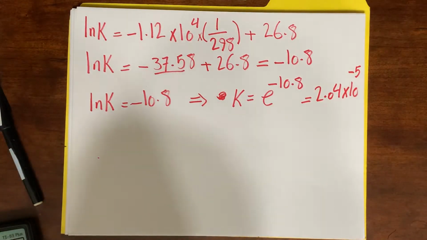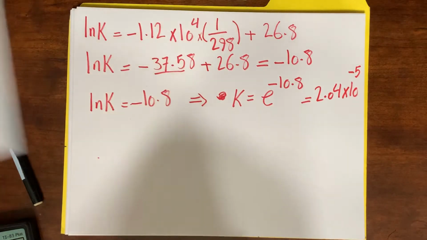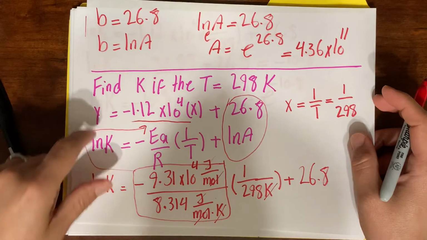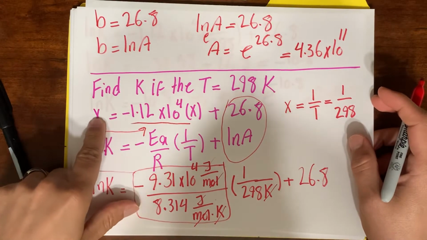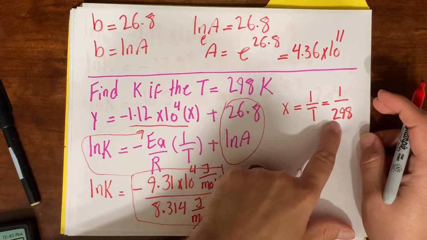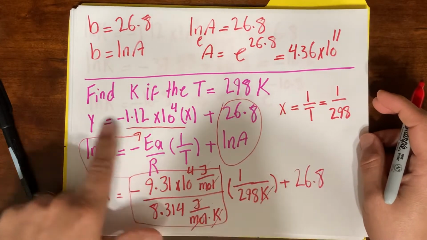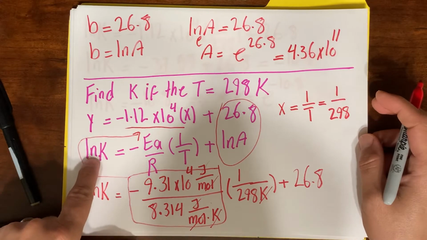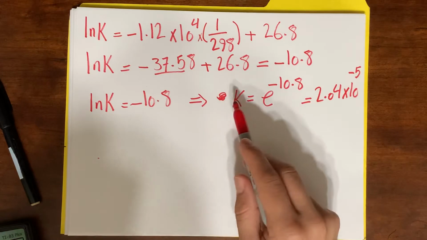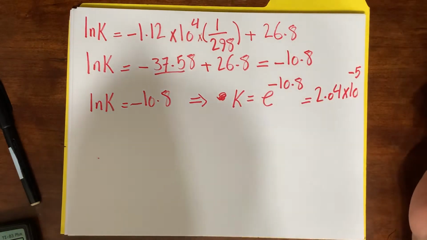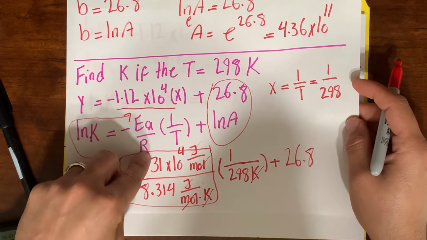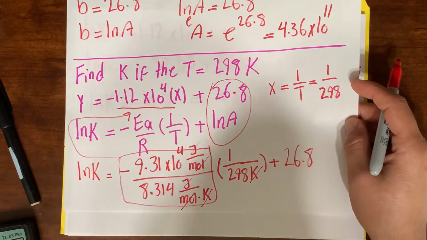So whether you are using this or this one, the answer is going to be the same. If you use this one, be careful: the x is equal to 1 over T. So you put 1 over 298, you get the y. y is equal to ln of k. So if you have ln of k, now you say k is equal to e to the power of that number. Or you go with this one: ln of k equal to minus Ea over R times 1 over T plus ln of A.